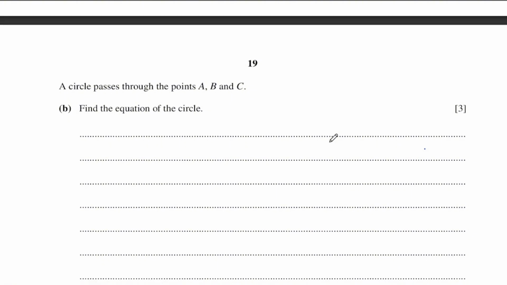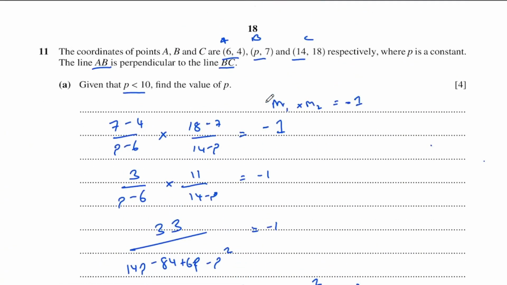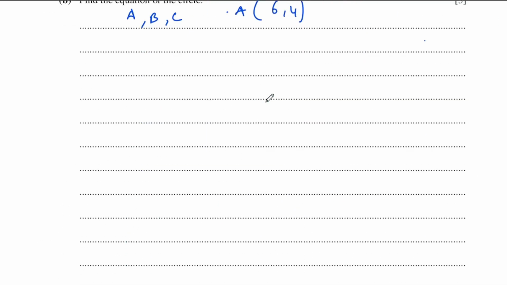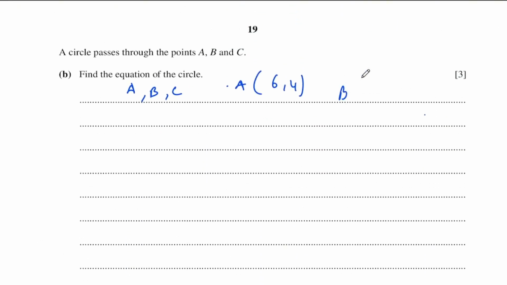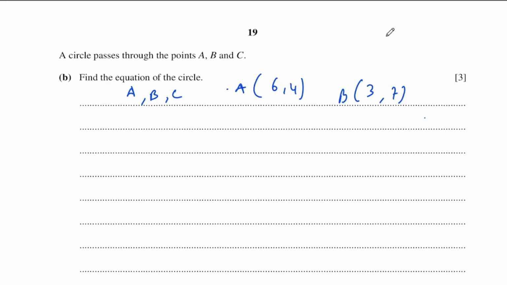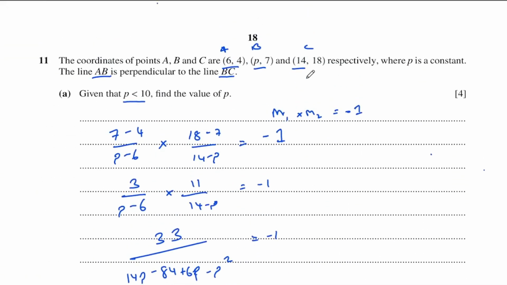So a circle passes through the points A, B, and C. Okay, where A is 6, 4, I think, if I'm not mistaken, right? B is 3, 7, and C is 14, 18.